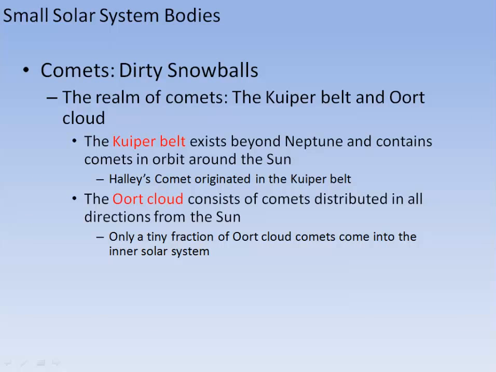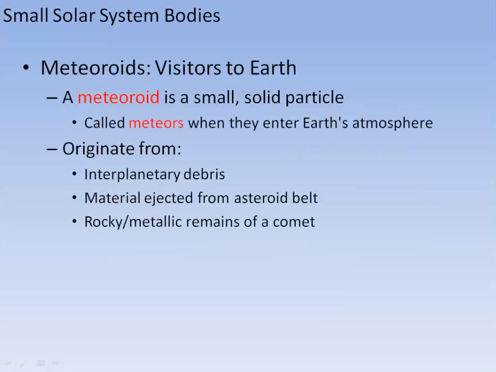The realm of comets, the Kuiper Belt and Oort cloud. The Kuiper Belt exists beyond Neptune and contains comets in orbit around the Sun. Halley's Comet originated in the Kuiper Belt. The Oort cloud consists of comets distributed in all directions from the Sun. Only a tiny fraction of Oort cloud comets come into the inner solar system.